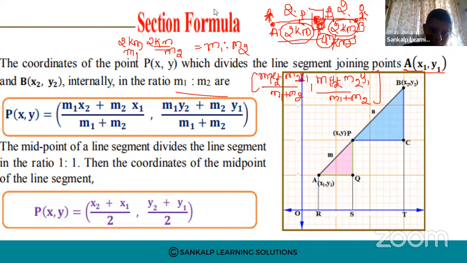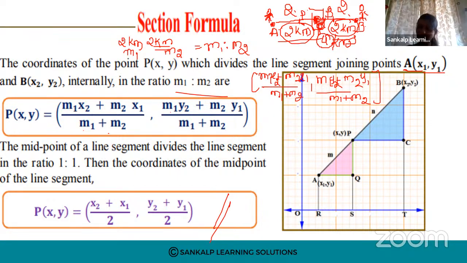That means m1 is 1, 1 into x2 is x2, 1 into x1 is x1, divided by 1 plus 1 is 2, right? Next, m1 is 1 into y2, y2 plus y1 divided by 1 plus 1, that is 2, right? So you will get x2 plus x1 divided by 2 and y2 plus y1 divided by 2. This is the midpoint of the line segment which divides the line in the ratio 1 is to 1. That time you will get this formula, that is x2 plus x1 divided by 2, y2 plus y1 divided by 2.